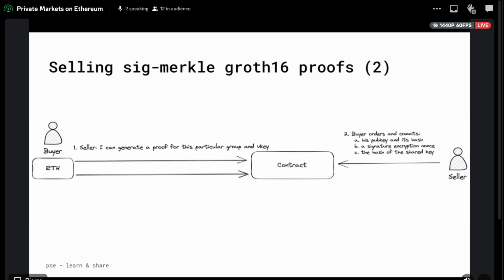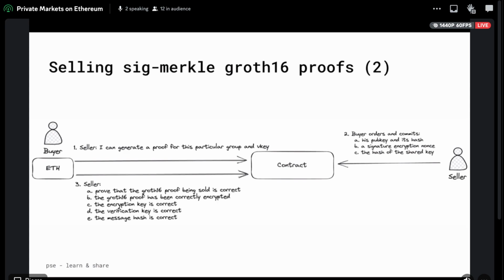So the seller comes along and orders this proof on the market, and he commits to his public key, again, some signature data, and some shared key that he wants to use for the encryption. And then what the seller will do is prove that the Groth16 proof being sold is correct, that it has also been correctly encrypted, that the encryption key is correct, the verification key is correct, and that the message hash is correct.